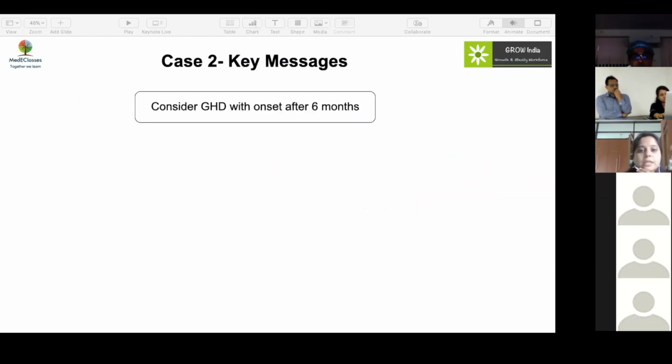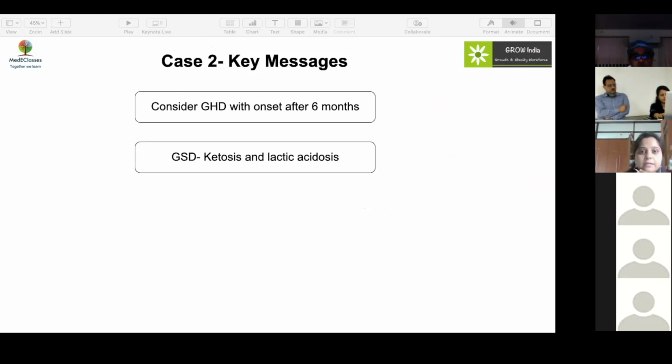So the key messages from this case are, one should consider a glycogen storage disease with onset after 6 months of age as the fasting increases to 6 hours or more. And the next thing is that a child who presents with ketosis and lactic acidosis along with hypoglycemia, glycogen storage disease is the most likely cause. And how will you manage this case, Sajali?